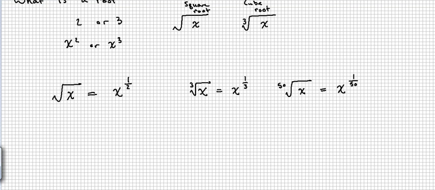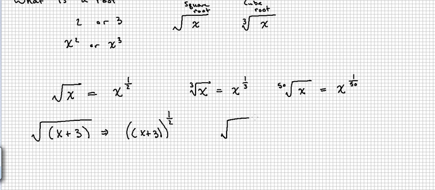Let's look at what if it wasn't just an x? What if there was more underneath there? So if I have the square root of x plus 3, everything under the root is going to be put in parentheses. So we're going to have a parenthesis of x plus 3. This parenthesis is replacing that square root sign, and it's going to be raised to the 1/2.